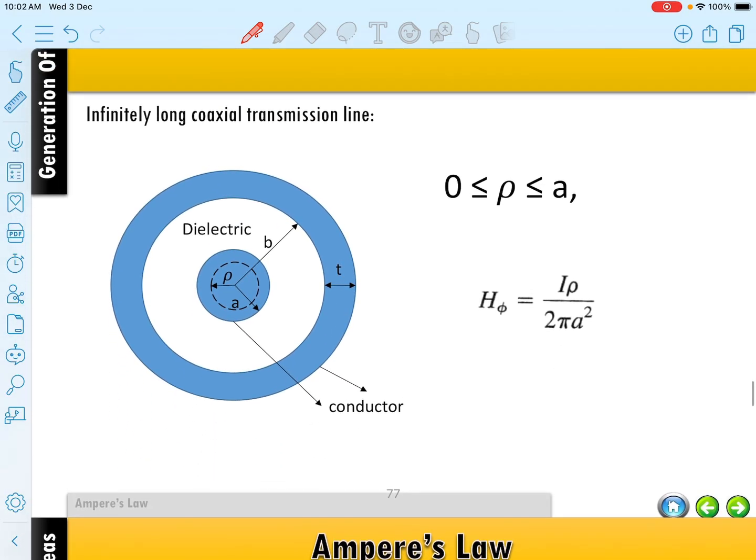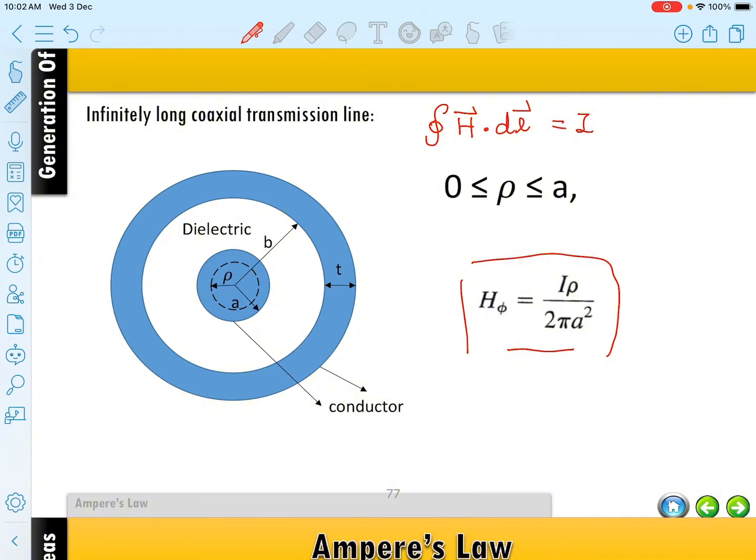So this equation is actually coming from Ampere's law, which says that if we integrate the magnetic field in a closed loop, we are able to get the current enclosed by the Amperian path. I don't want to go into the derivations, but if you're interested in the derivation in detail, later I will share with you another video.